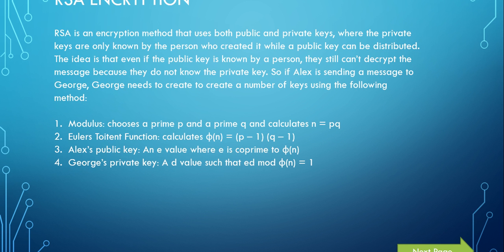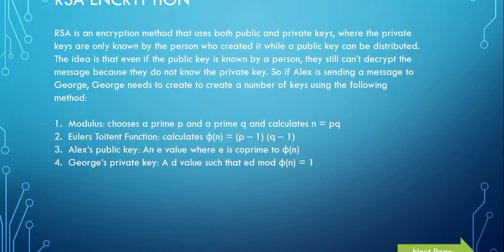Once he does this, he figures out Euler's totient function, which, as you can see here, is calculated with P minus 1 times Q minus 1. And that will equal your totient function. We take this then to create Alex's public key, where your E value is prime to your totient function. Now I know this may sound very confusing, but really once you get into it, it is very easy, trust me. Also the E value is given to you, so you don't have to worry about acquiring that.